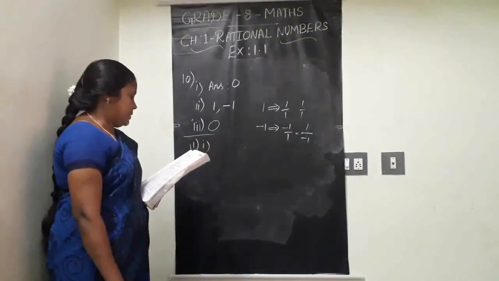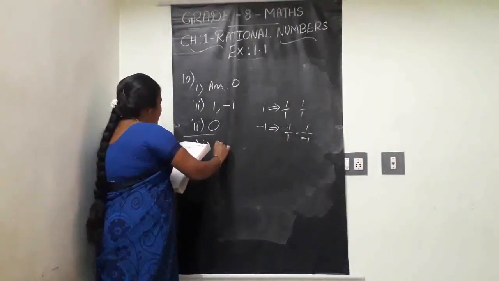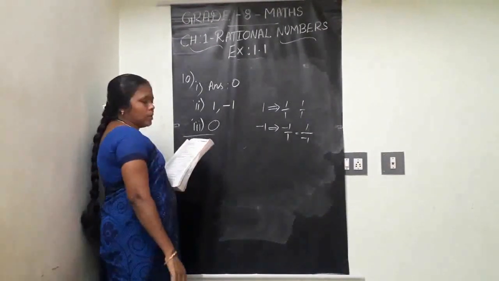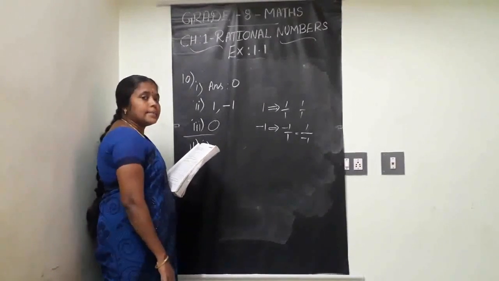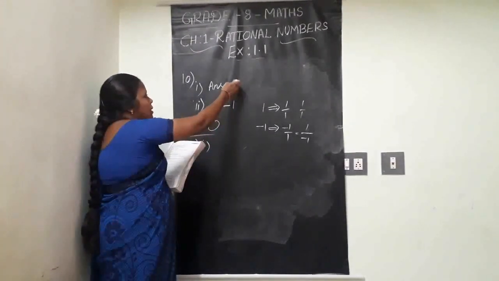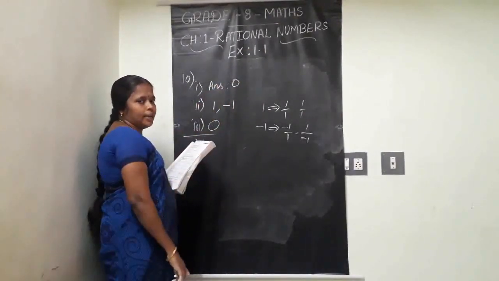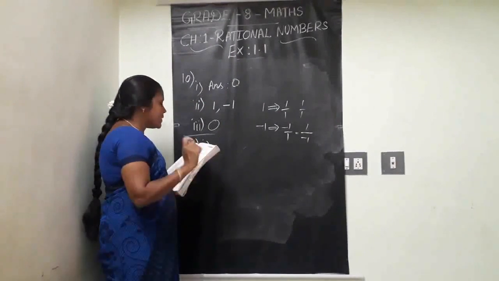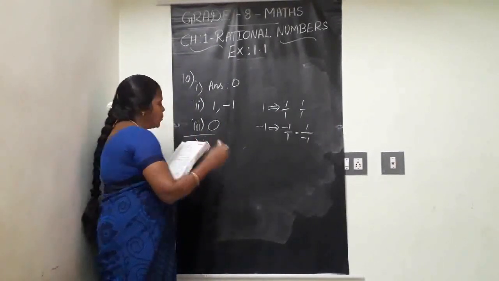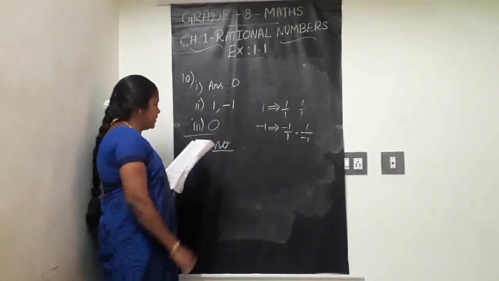Fill in the blanks. First question. 0 has dash reciprocal. Just now we have seen the first question. Based on this only, indirectly they are asking one more way. What is that? 0 has dash reciprocal. No. 0 has no reciprocal.